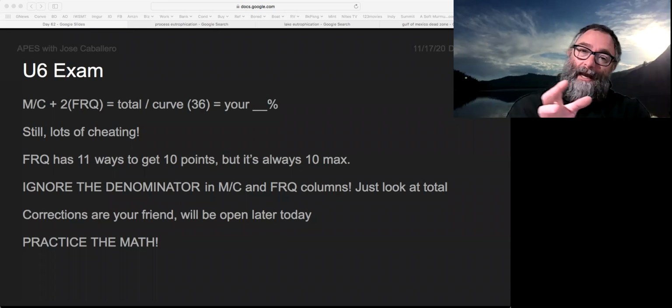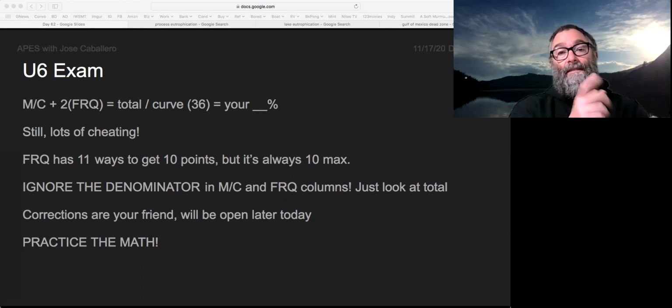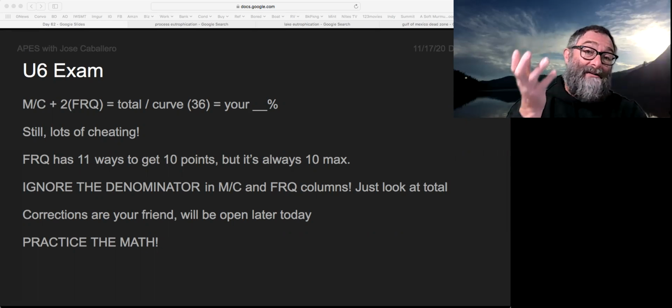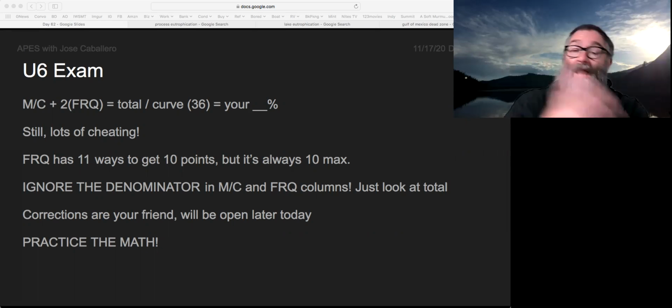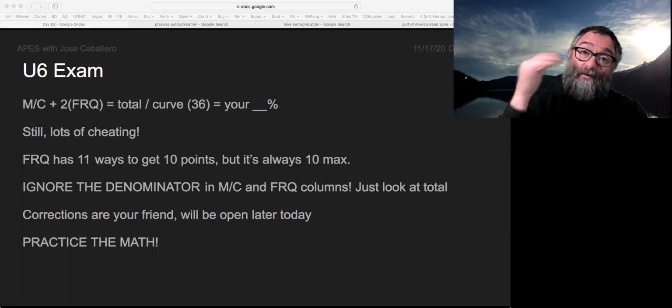Something quirky that happened here, which has happened before, and which also happens on the AP test, is sometimes your free response question will have 11 points possible, but your maximum score is still a 10. So you basically have 11 ways to score a 10. And even if you got that 11th point, it is still just full credit. That's also on the College Board.